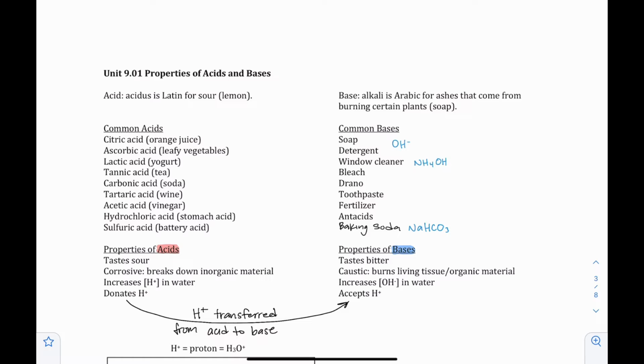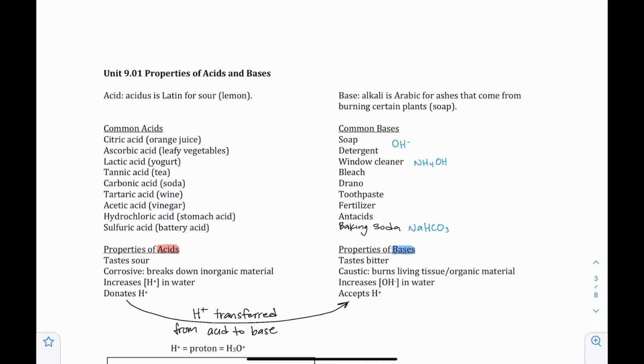For the properties of acids and bases, acids turn litmus paper red and bases turn litmus paper blue. Acids typically taste sour like lemon or vinegar. You don't actually taste bases, but they taste bitter in comparison. Acids are considered corrosive, whereas bases are caustic.